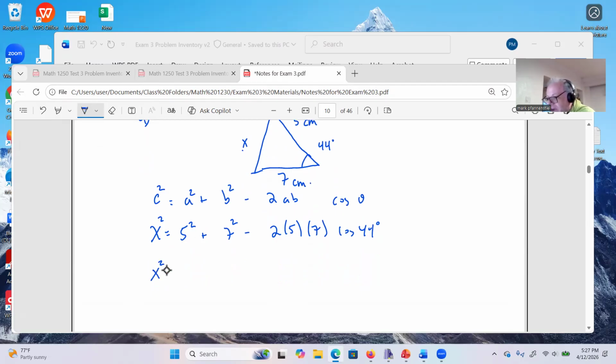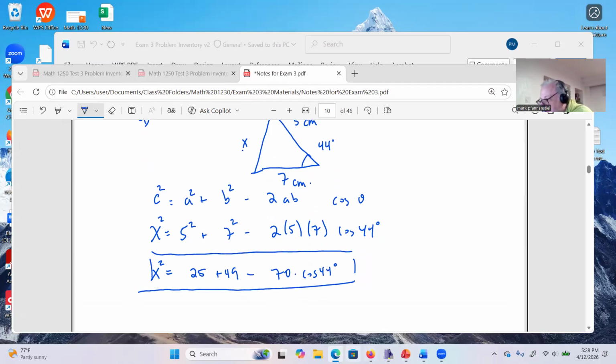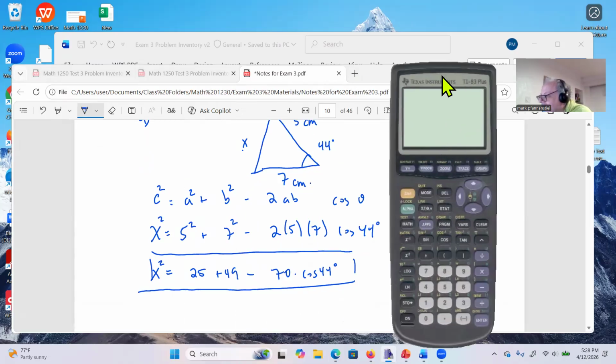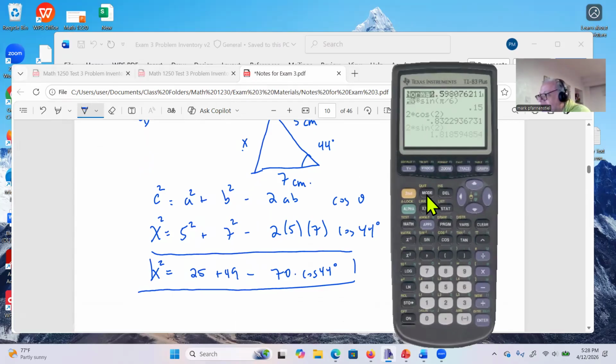So we just have x squared is equal to 25 plus 49 minus 2 times 5 times 7. So 2 times 5 is 10 times 7 is 70 times our cosine of 44 degrees here. I'm going to go ahead and type this value in first so we can see what's going on. Since I'm going to be in degrees, I'm going to make sure that our mode is in degrees first, and then we can sort this out.